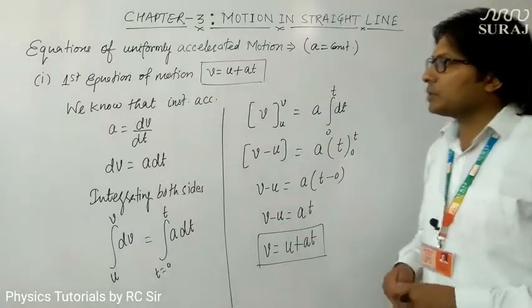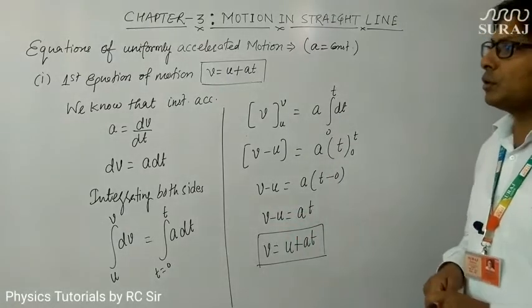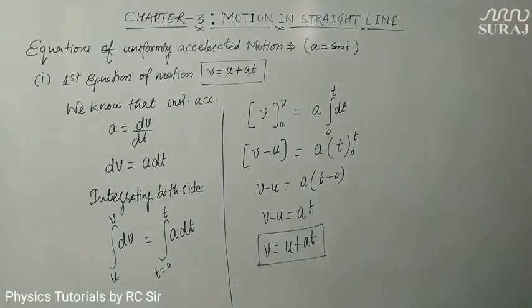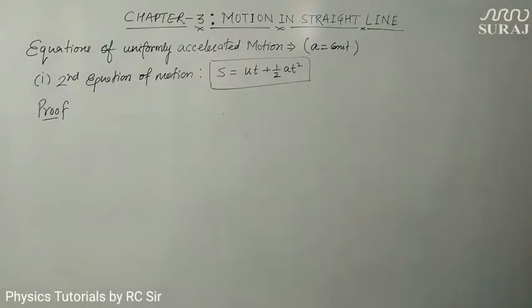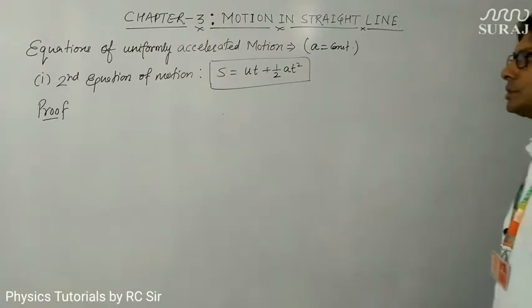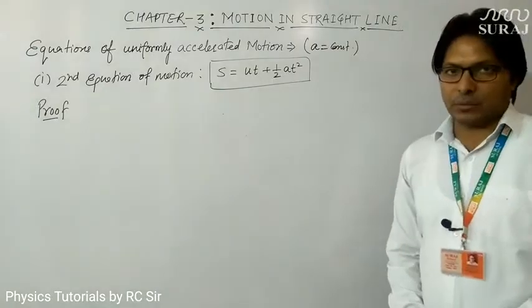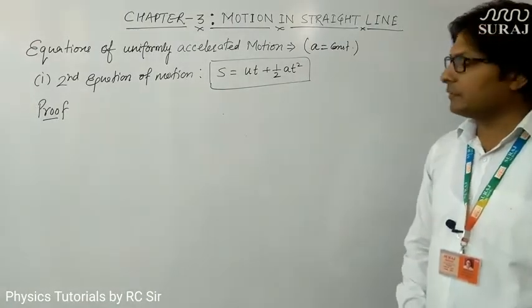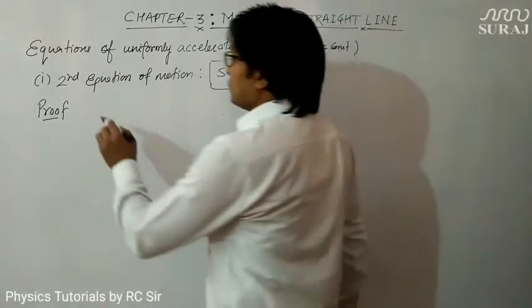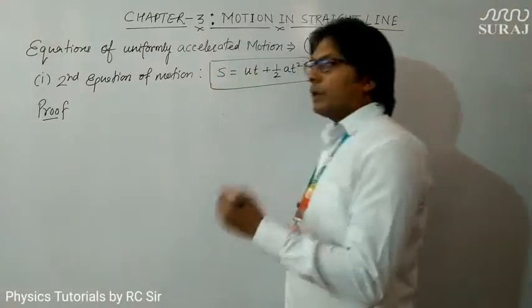Next we are going to derive the second equation of motion, that is s is equal to ut plus half at square, with the help of integration and differentiation. Here we will use the concept of velocity.